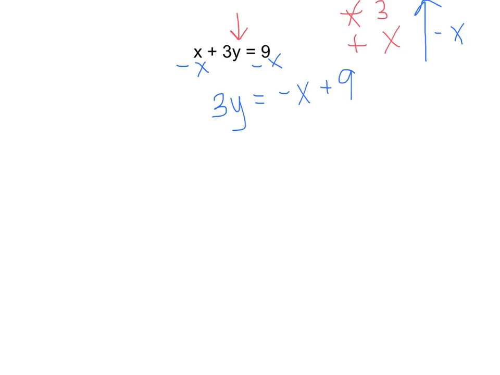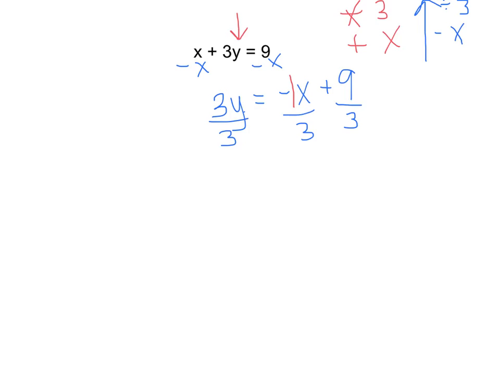My next step is to undo the multiplying 3 of y by dividing both sides by 3. So I'm going to divide 3y by 3 to leave me with just 1y, and I also have to do that to everything else in the equation. Don't forget about the invisible 1 that's really in front of the x.